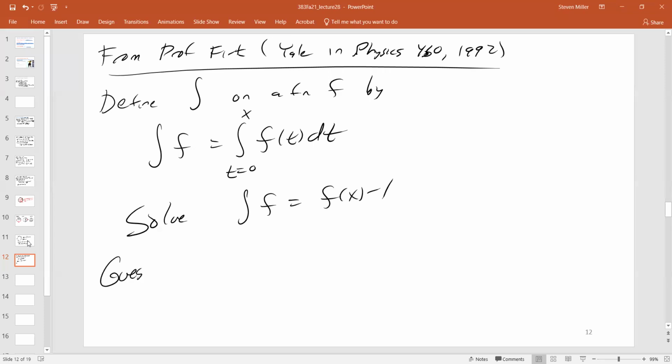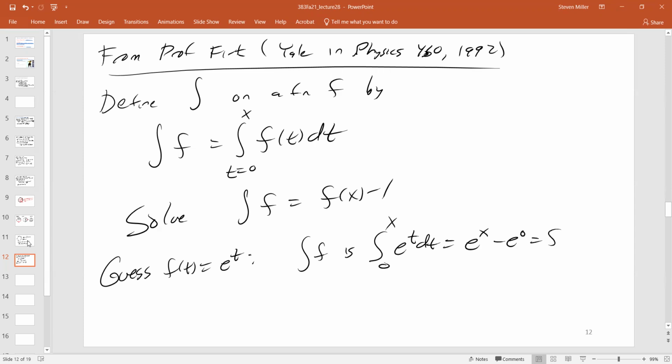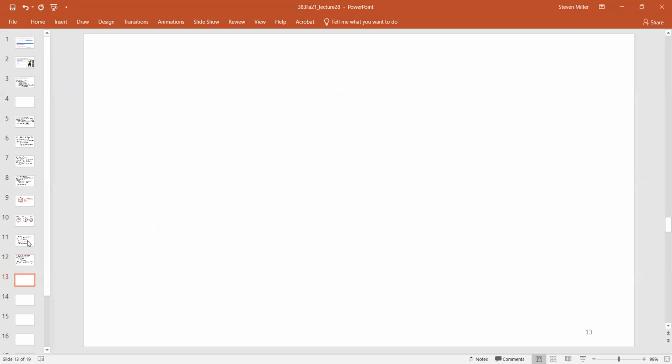So guess f of t equals e to the t. We then get the integral of f is the integral from 0 to x of e to the t dt. That's e to the x minus e to the 0. That's f of x minus 1. So you solved it. Now let's prove it.